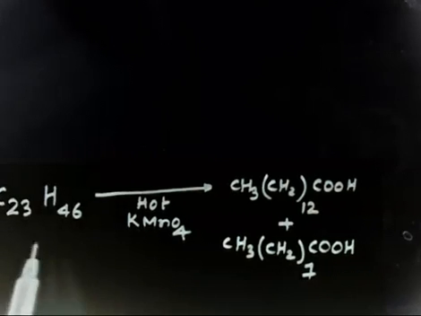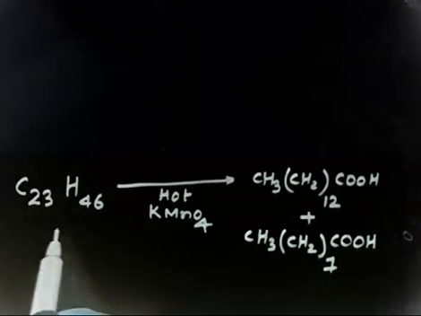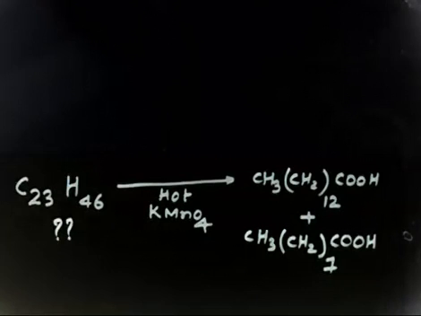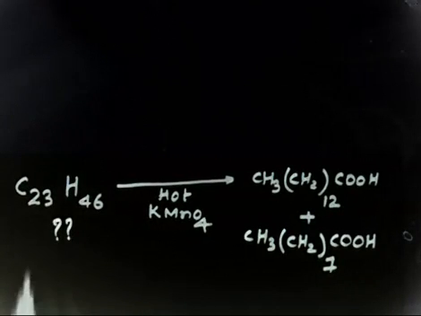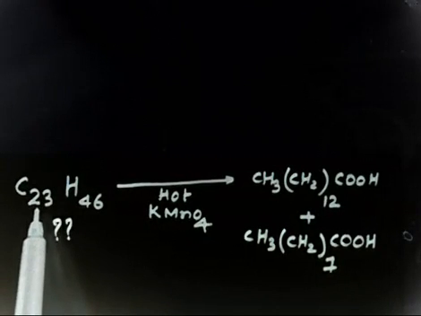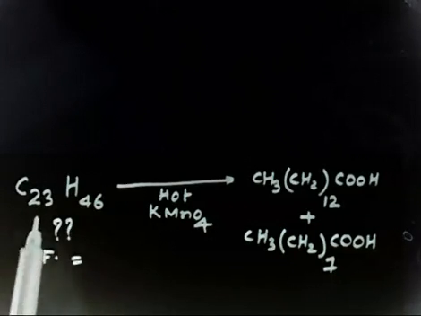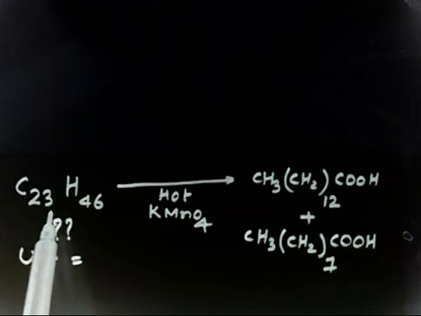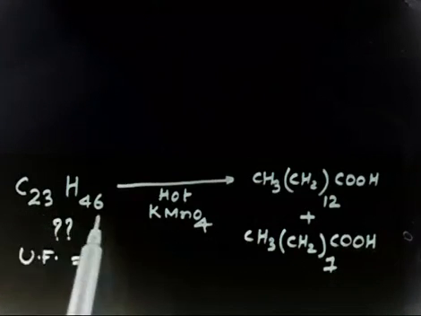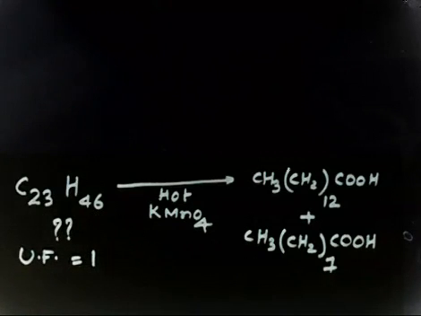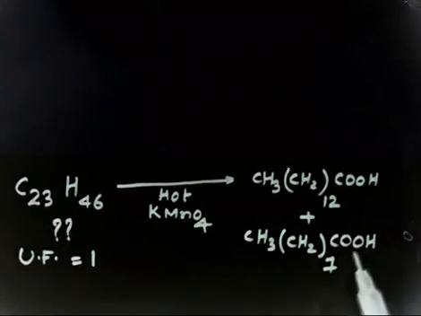You have to write down the structure of this alkene. So what is the structure of this? First find how many double bonds you will have here. The unsaturation factor is 1, you can check. So 23 into 2 plus 2, that is 48. I have only 46 hydrogen, so the unsaturation factor is 1.